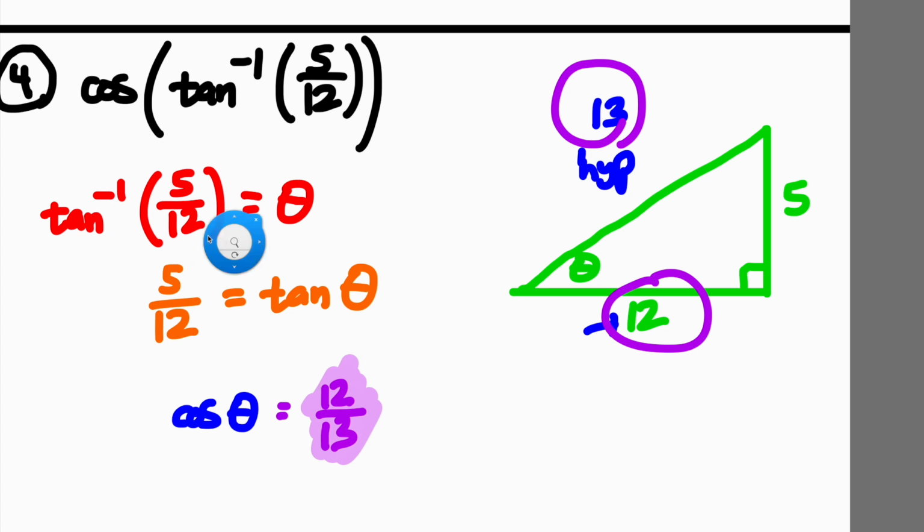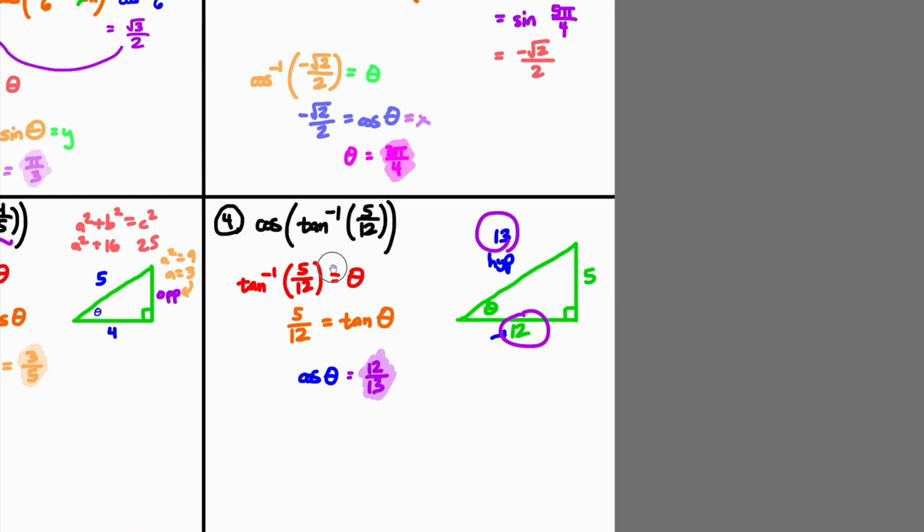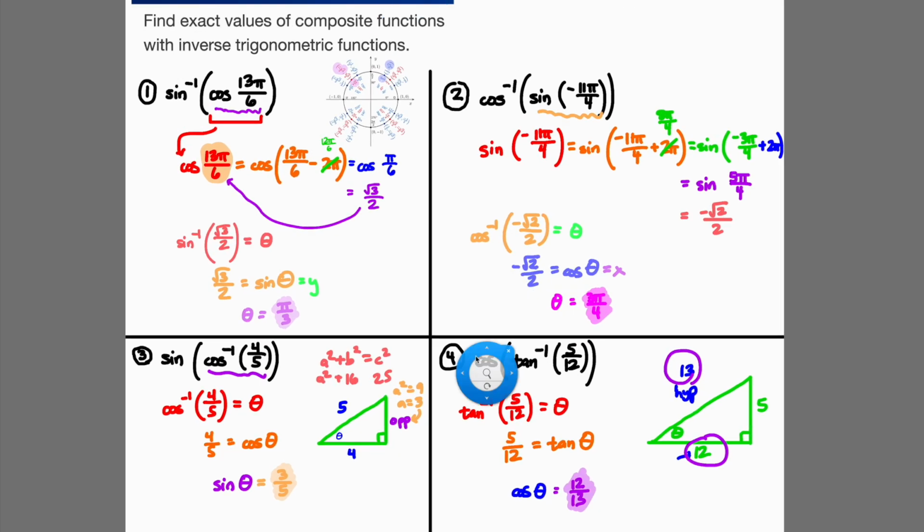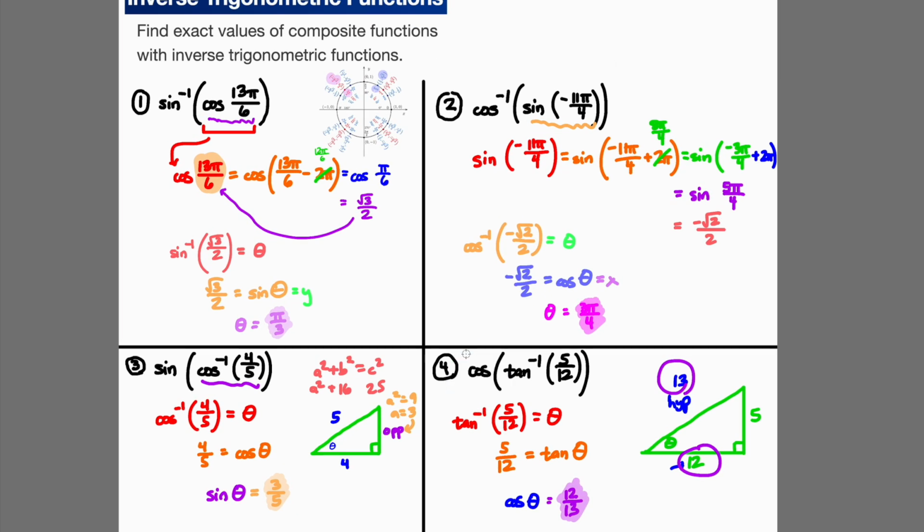So that's 4 basic examples kind of showing you how to simplify, how to find the exact values of these composite functions, knowing that they have inverse trig functions in there somewhere. Either they're on the outside or on the inside. Note that there is a difference in how I solved each of these. 1 and 2, I needed the unit circle, where 3 and 4, I had to make dummy triangles. If you have any questions about anything in this video, let me know.